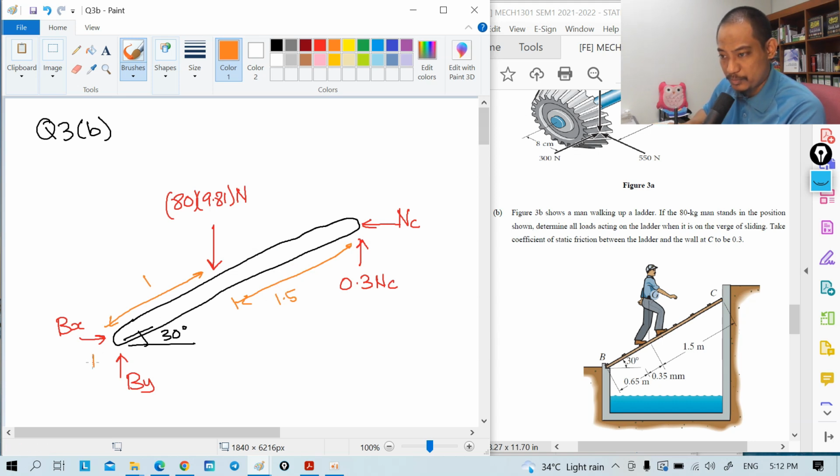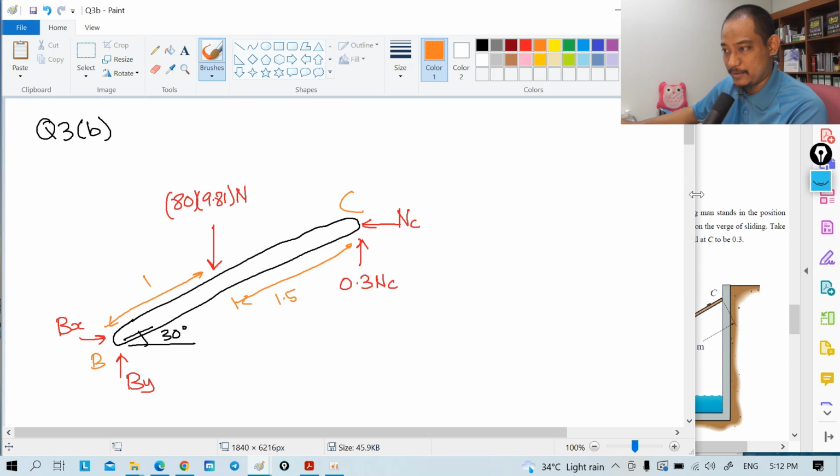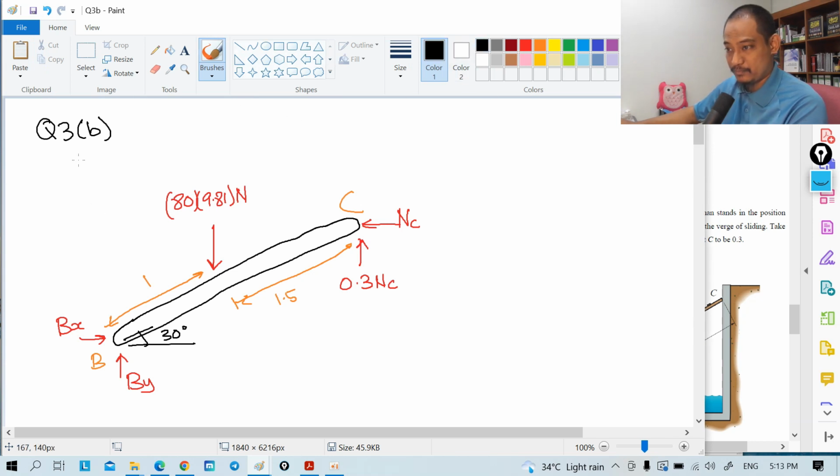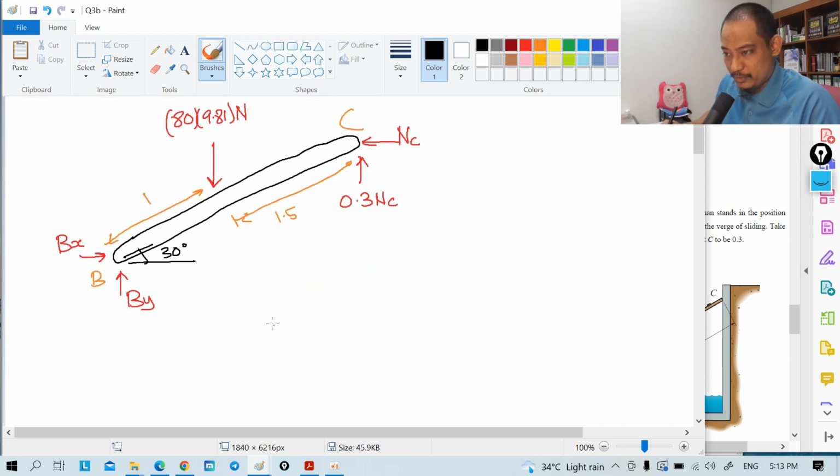So this is point B, this is point C. All right, that's all the information we needed, and we can calculate, right? So how many unknowns do we have? We have 3. So the easiest way is to take moment at point B, right? So the summation of moment about point B equals 0. Let's take counterclockwise as positive. So moment about point B, this has no moment, and then this one.